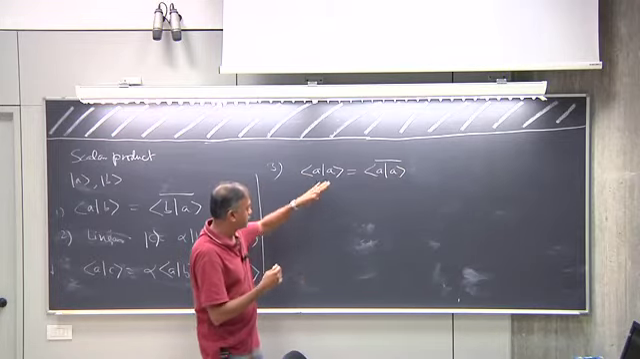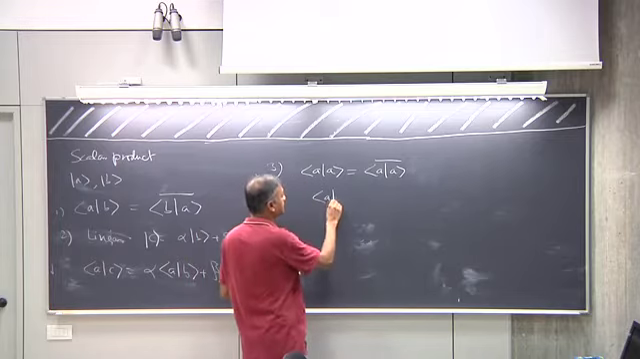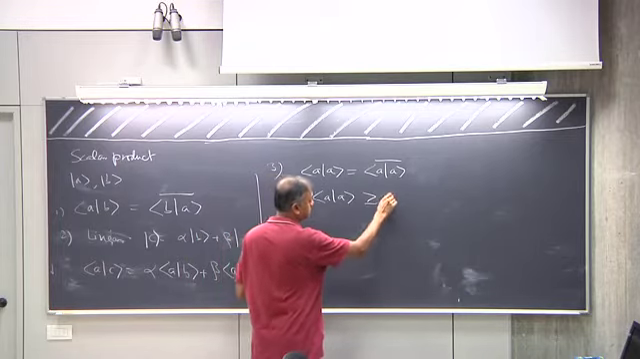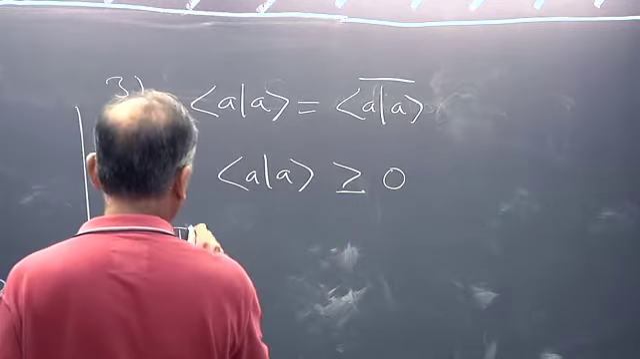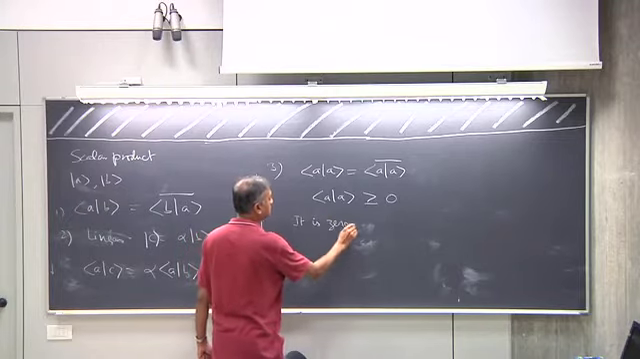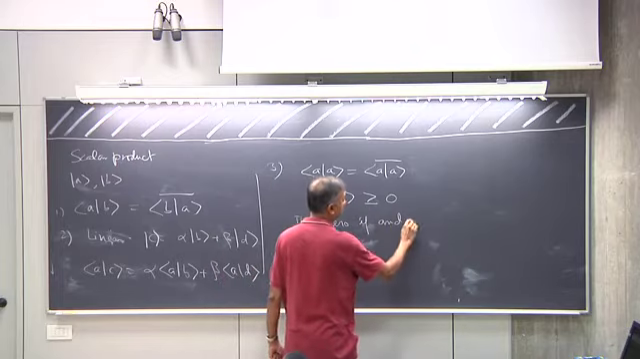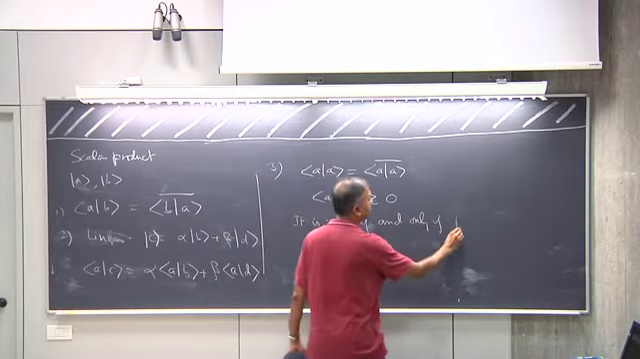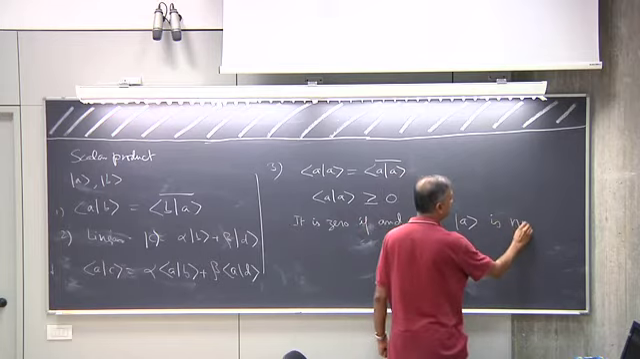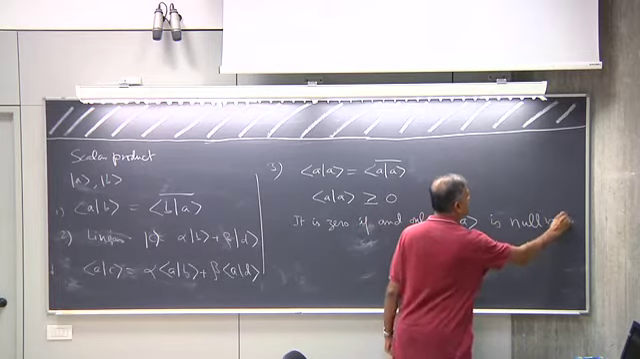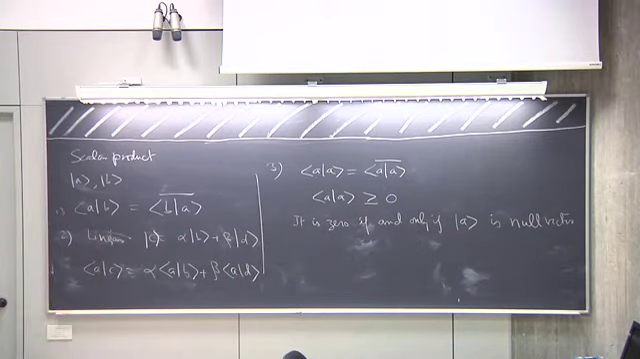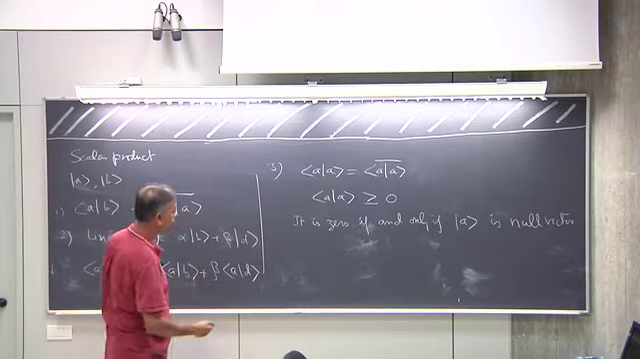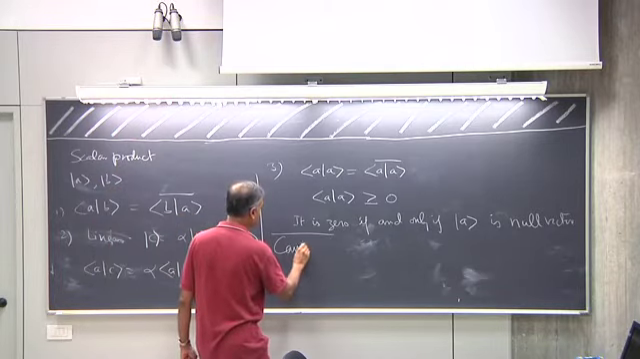But so for sure this is real, but what we are saying is that actually it is positive, I mean non-negative, greater than or equal to 0. And <A|A> is 0 if and only if A is a null vector. Only in that case it is 0, otherwise it's strictly positive. And it's from these things we proved the Cauchy-Schwarz inequality.